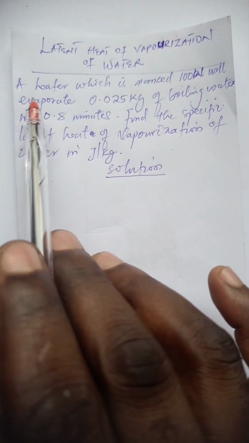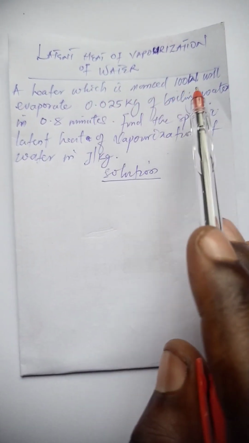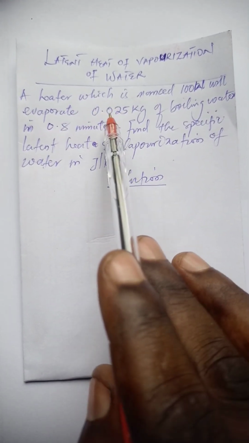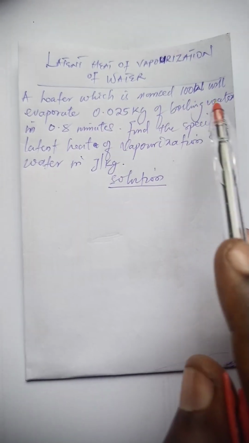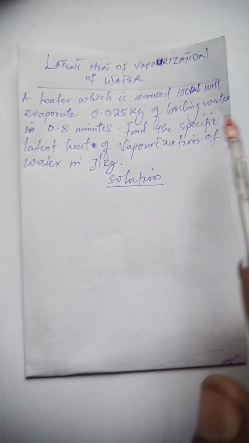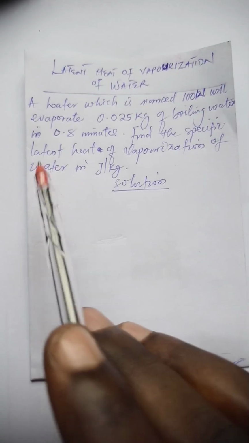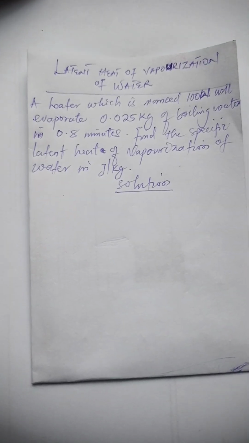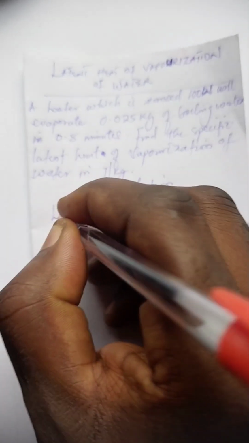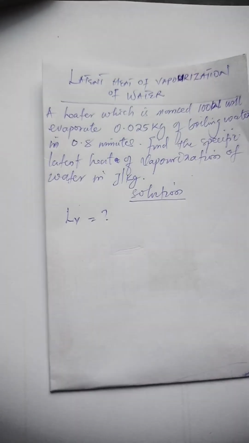Today I want to solve a question on latent heat of vaporization of water. The question says a heater which is marked 100 watts will evaporate 0.025 kilogram of boiling water in 0.8 minutes. Find the specific latent heat of vaporization of water in joules per kilogram. So what we are looking for here is specific latent heat of vaporization, right? So LV is unknown, question mark.